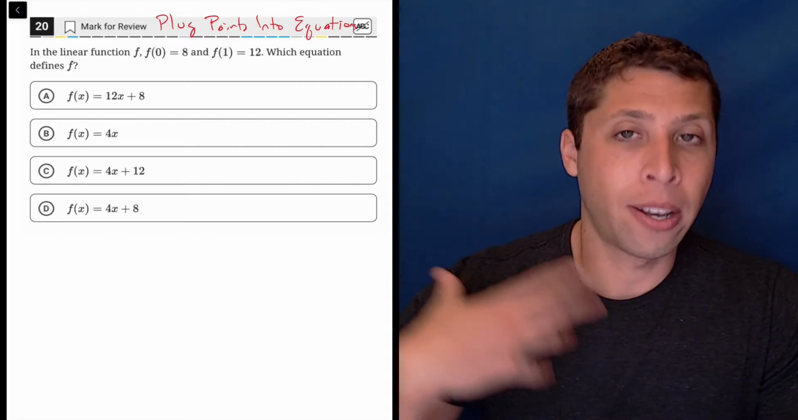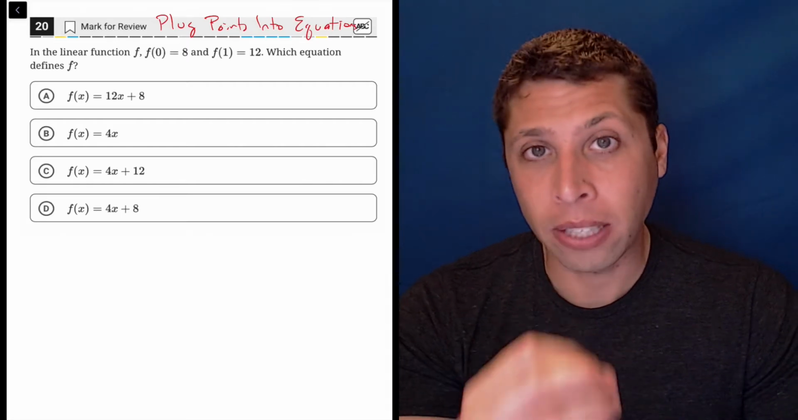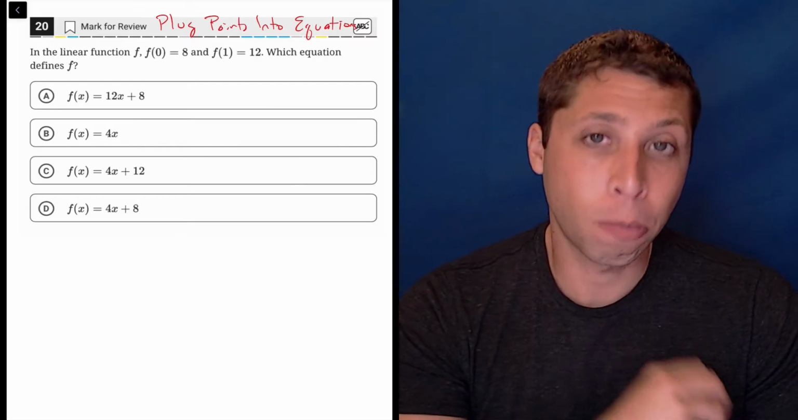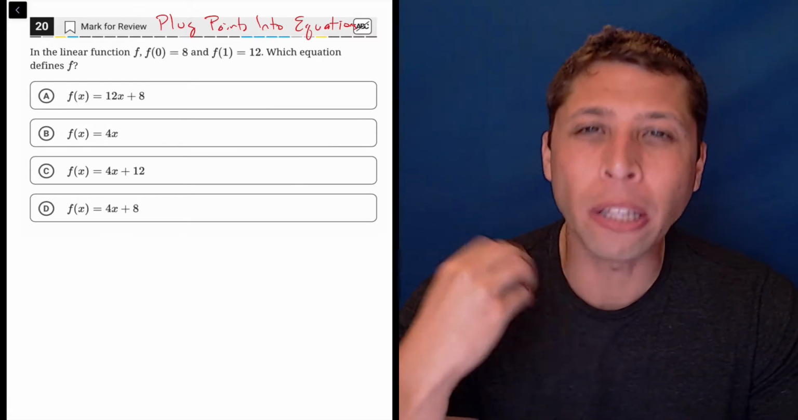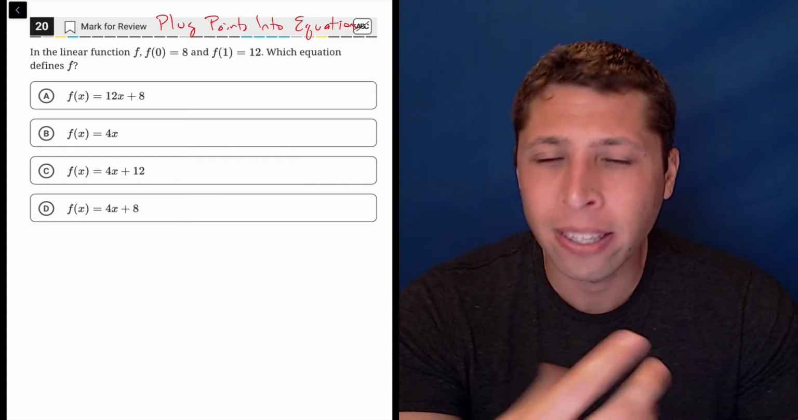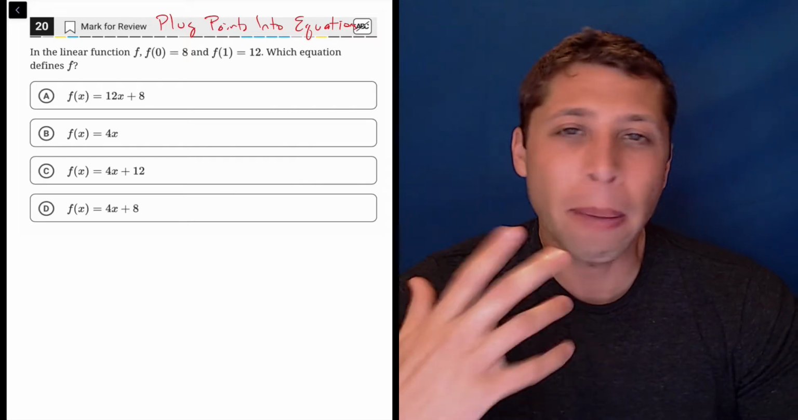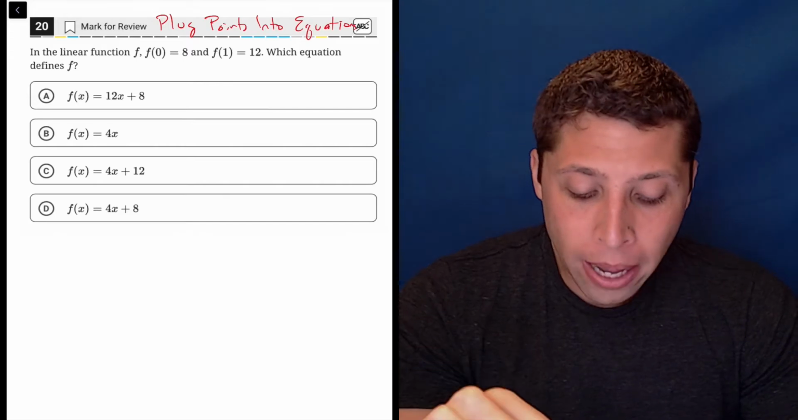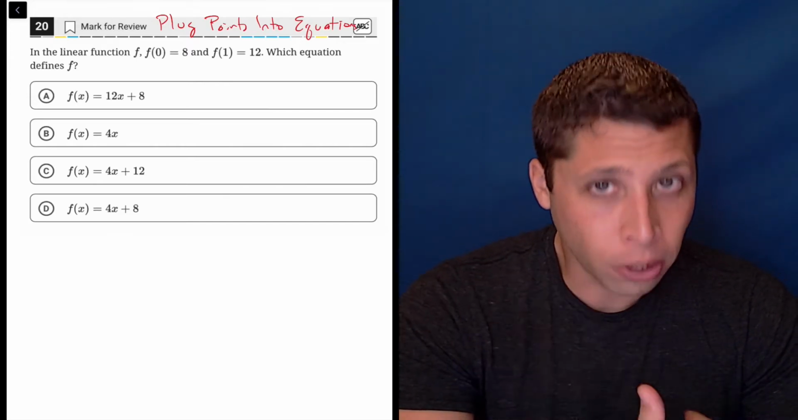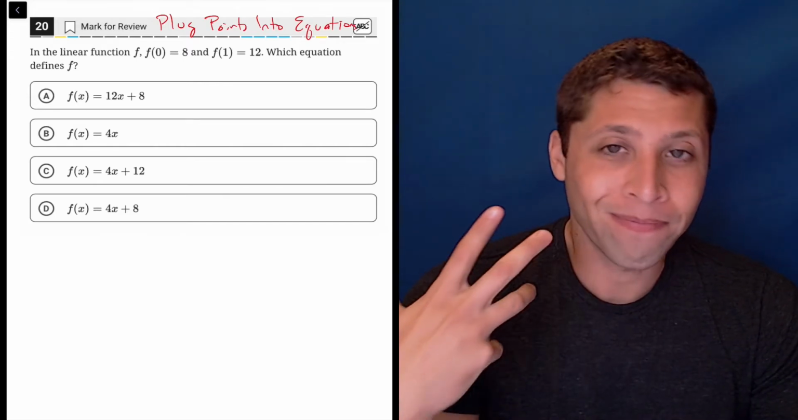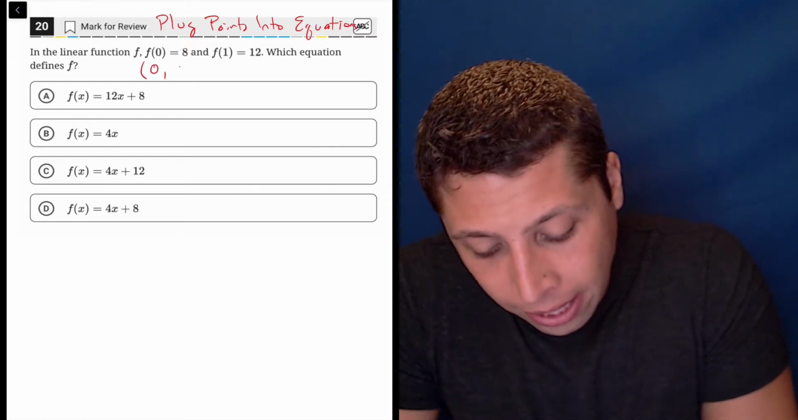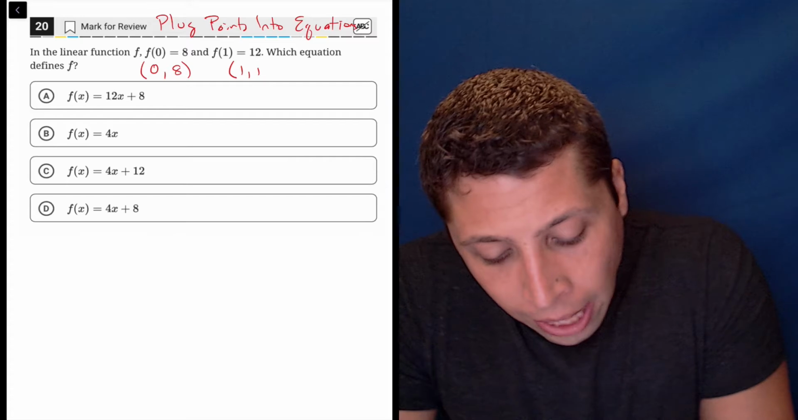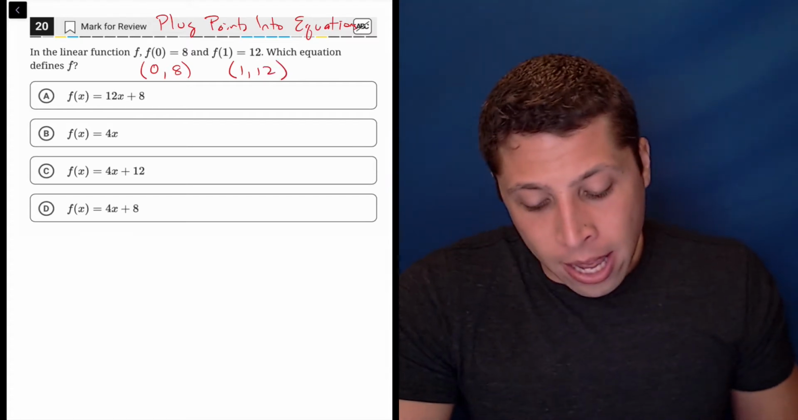But some of you might not notice that the question itself is giving us points, and that's because those points are written in function notation, which is a little weird. It's not how we learned what a point on a graph is, and so it's just maybe not as obvious to us. But we do need to be able to convert these into points. Maybe you've got it as it is, but I like to think of this as 0, 8 and 1, 12.